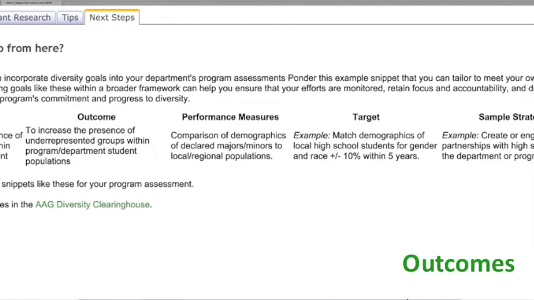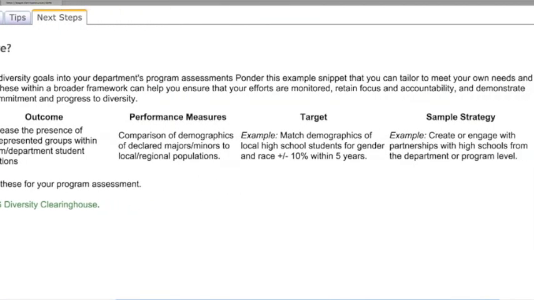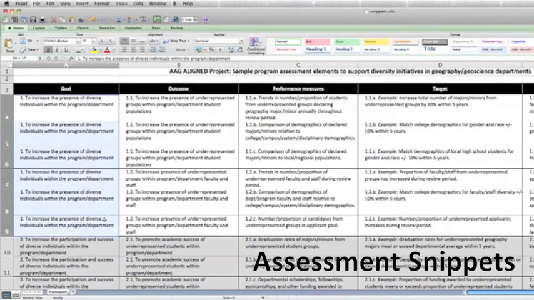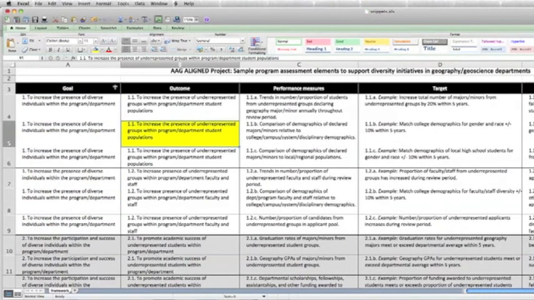Finally, the toolkit presents a tab on next steps, where departments might go from here, for their goals, outcomes, performance measures, targets, and sample strategies for enhancing diversity that can be incorporated into program assessments. Together with our pilot departments, we've created an Excel file with example sets of goals, outcomes, measures, and strategies that can be adapted and easily snipped and copied into your own program assessment or standalone diversity plan.